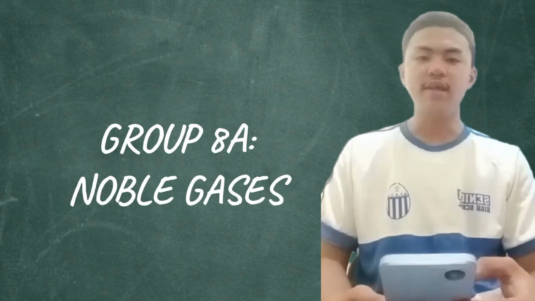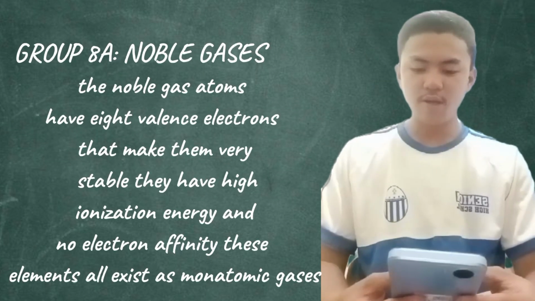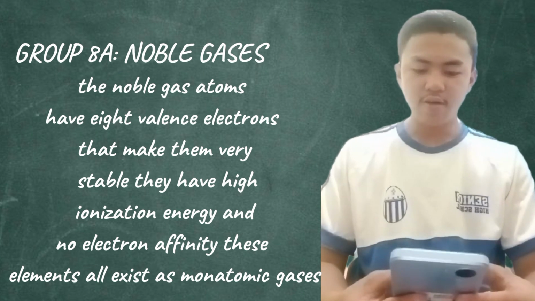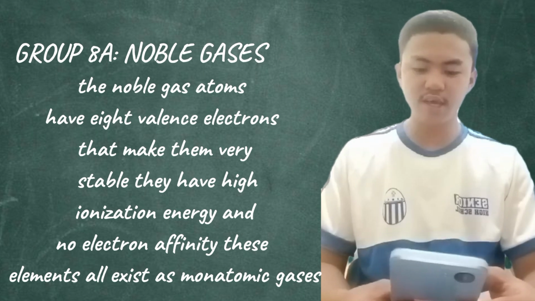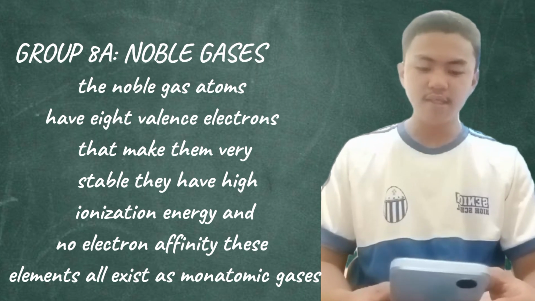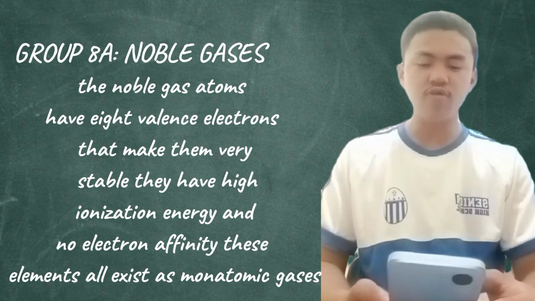Group 8A, noble gases. The noble gas atoms have 8 valence electrons that make them very stable. They have high ionization energy and no electron affinity. These elements exist as monatomic gases.